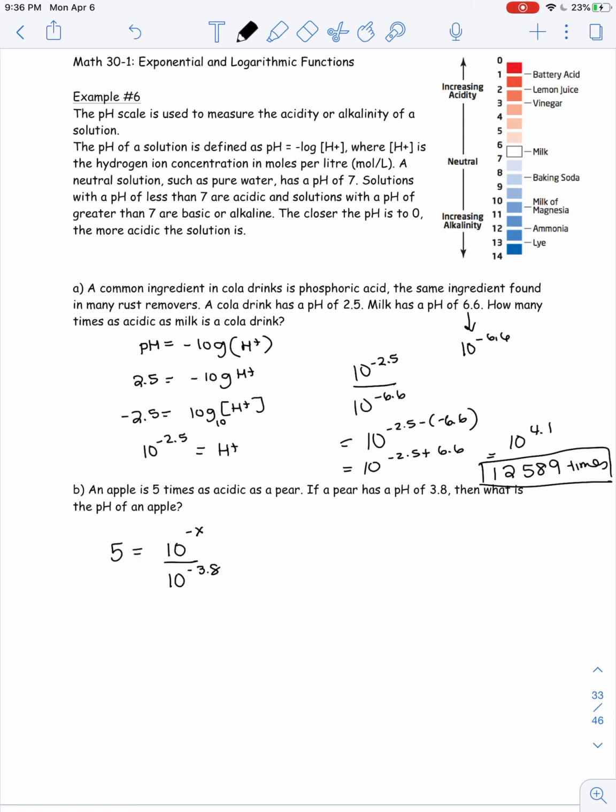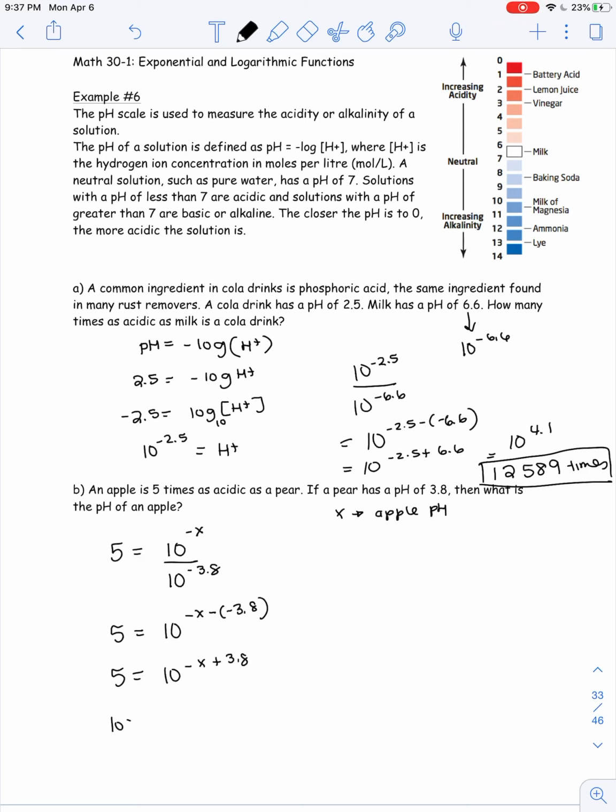Okay, so what you'll notice is that you're going to have the apple being your x, the pH, so that represents your apple pH, and that's more acidic than a pear, so that's why the more acidic item is going to the top of the fraction. So it's going to be 5 equals 10 to the power of negative x, and we're going to have to subtract negative 3.8, which makes it positive. So we're going to have 2 negatives becomes positive 3.8. And so this is what we have to solve for.